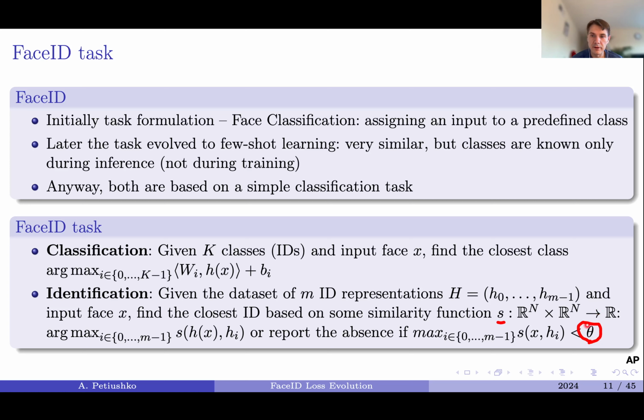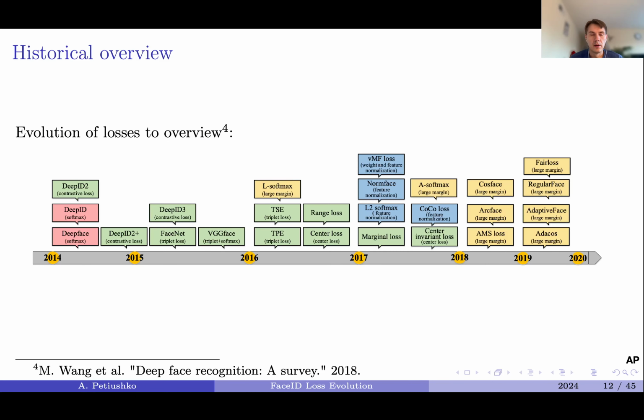How to find out this theta? This is a separate task itself. Sometimes it's just a hyperparameter which we can find based on some cross-validation procedure or something like that. Yeah, let's jump into this historical overview of different approaches to FaceID, and here is a nice illustration from some survey. You can click here. This is from arXiv, a nice paper.